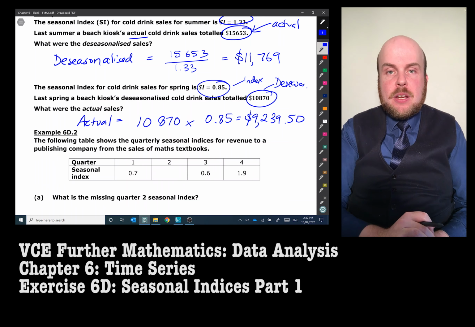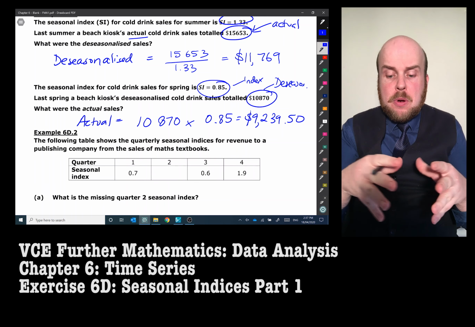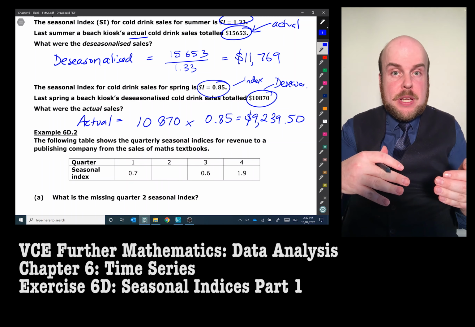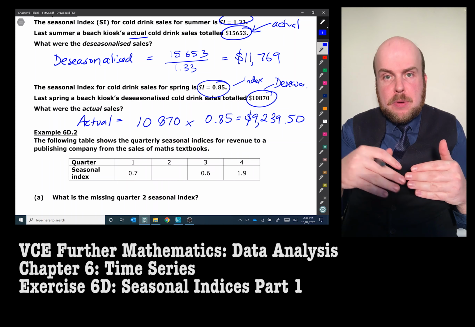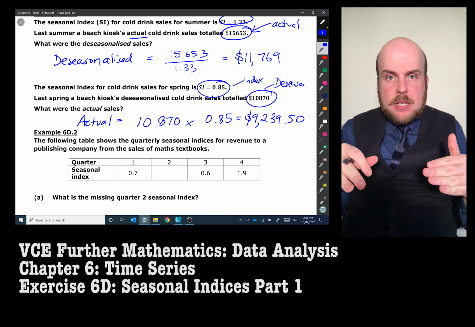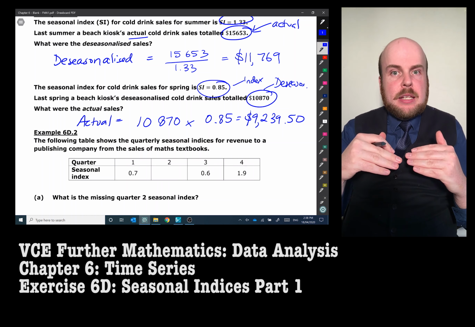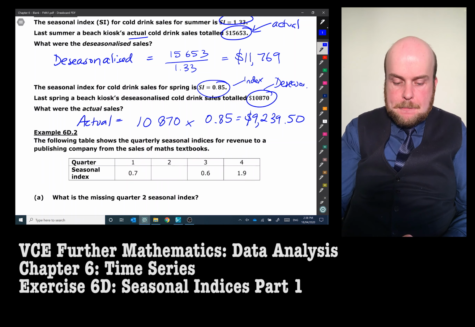Well, in spring we're probably getting slightly less cold drink sales than normal, but we adjust the sales to get rid of the seasons. So when we deseasonalize it, we average it to make it a little bit higher, but in reality it is actually a little bit less.